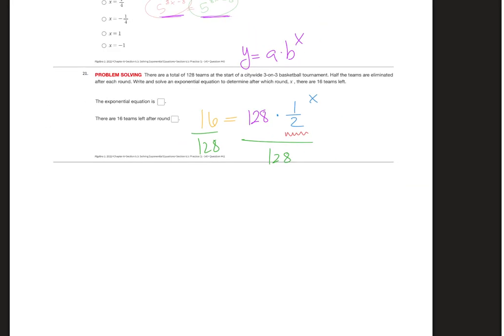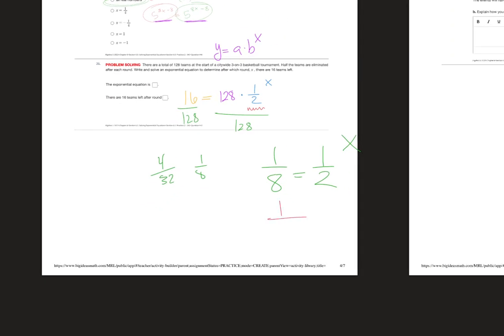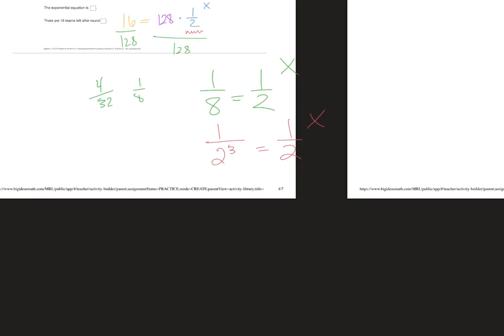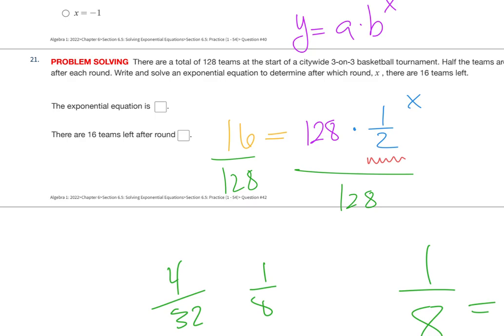So let's see, if you divide that by 4, you get 4/32. If you divide that by 4, you get 1/8. Okay, I can handle that. 1/8 equals 1/2 to the x power. Well, check this out. This is really 1/2 to the 3rd power. And I know this might feel a little strange, but what's the difference between this and this? Nothing. So we have 1/2 to the 3rd power equals 1/2 to the x power. We have the same bases now, so our answer is 3.